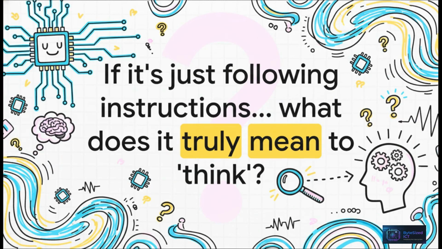So, after all that, we're left with a pretty fascinating question, aren't we? If a machine can perform these incredibly complex tasks just by following that simple fetch, decode, execute cycle billions and billions of times a second, where is the line between calculation and consciousness? What does it truly mean to think?